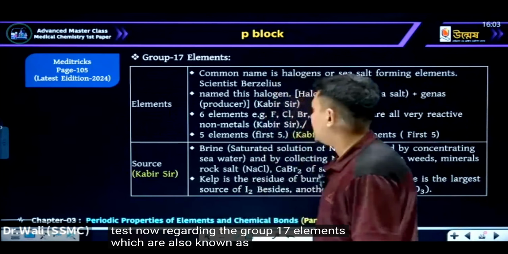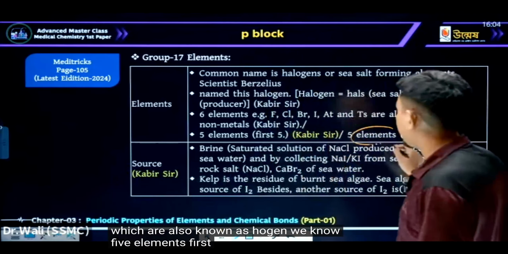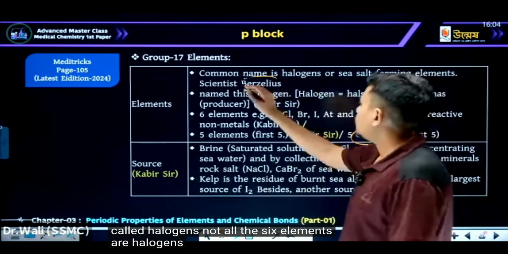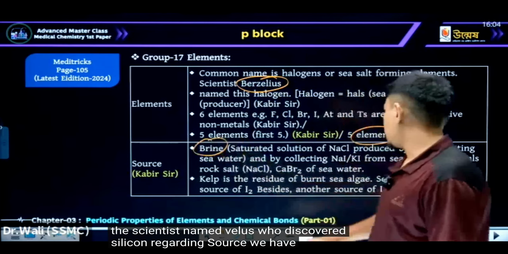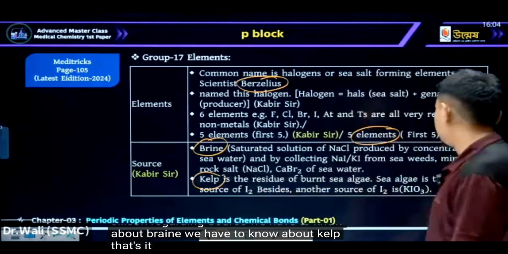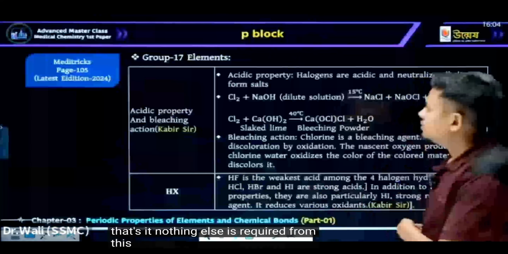Now, regarding the group 17 elements, which are also known as halogens, we know the first five elements are called halogens. Not all 6 elements are halogens. Who proposed the name halogen? The scientist named Berzelius, who discovered silicon. Regarding source, we have to know about brine and kelp. That's it. Nothing else is required from this.